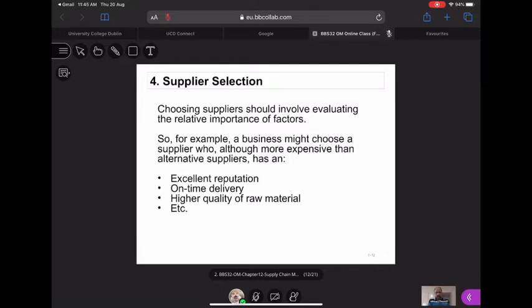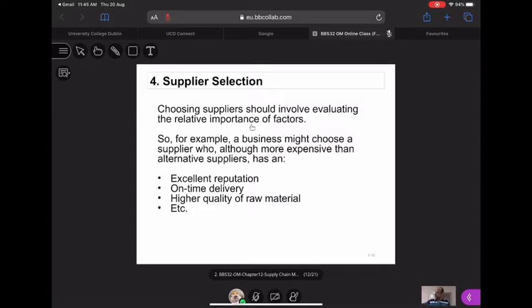The next part of today's lesson, let me cover supplier. Besides cost, another very important part in supply chain management is supplier. Because for each part of the supply chain management, you find that we are getting from supplier, getting from supplier. So choosing supplier should involve evaluating the relative important factors so that in the end, I choose the best supplier in order to buy whatever I need.